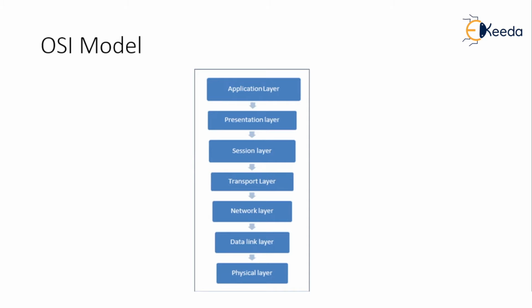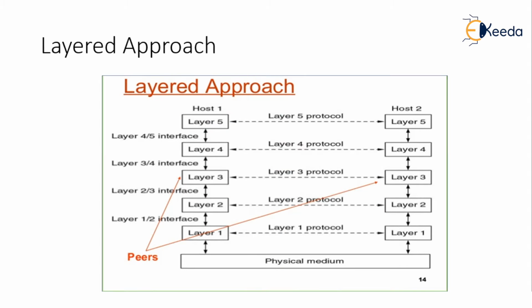This is the diagrammatic representation of the OSI layer, wherein we can see the bottommost layer is the physical layer, data link layer, network layer, transport layer, session layer, presentation layer, and the topmost layer is the application layer. This is the layered approach of the OSI model, wherein we can only see 5 layers and not the 7 layers.